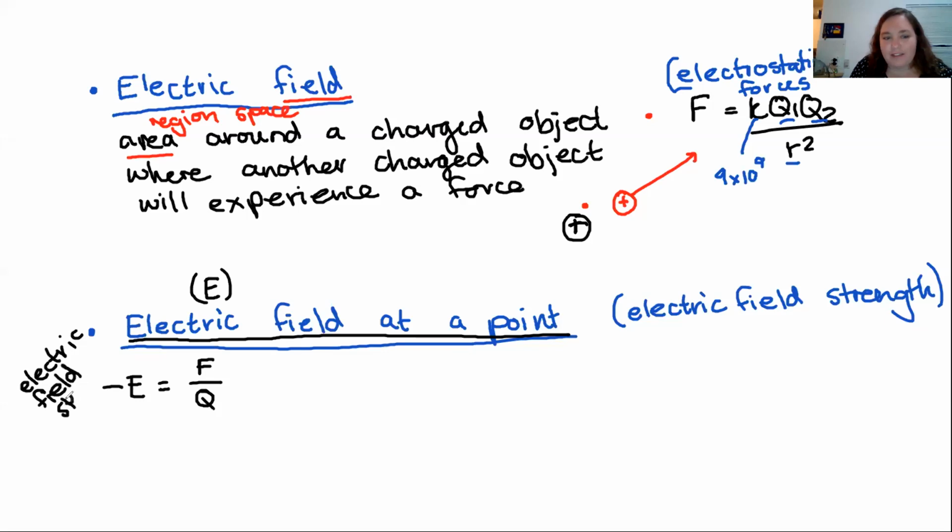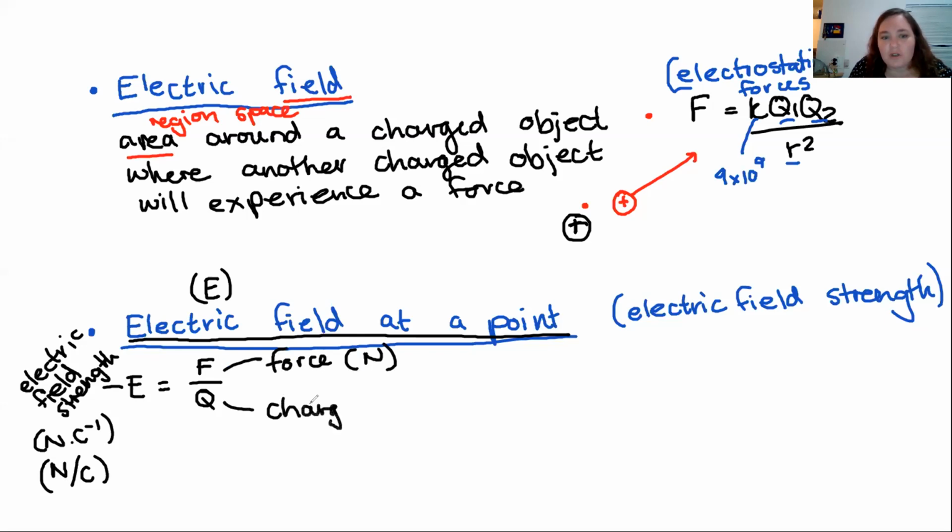Okay, so you'll often find that it's referred to as electric field strength. This is measured in newtons per coulomb. You can also write it as N/C, nobody will mind. It is the ratio of the force, which is measured in newtons, divided by the charge, which is measured in coulombs. So this is the formula for it.